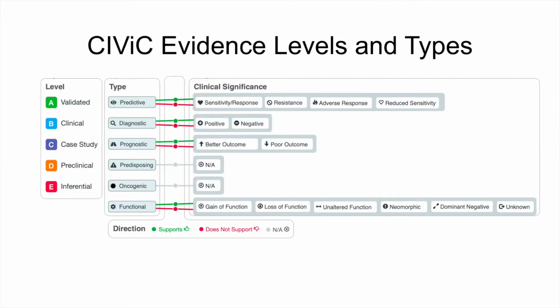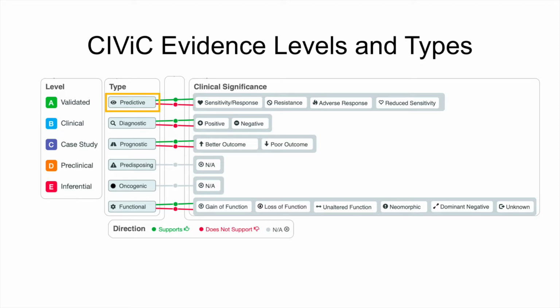Evidence curated into CIViC from peer-reviewed literature is assigned one of 5 levels, which infer the robustness of the evidence. Levels A through C include patient studies ranging from large-scale clinical trials to individual case reports. Level D, or preclinical, is generated from in vivo or in vitro experiments, and inferential describes indirect associations.